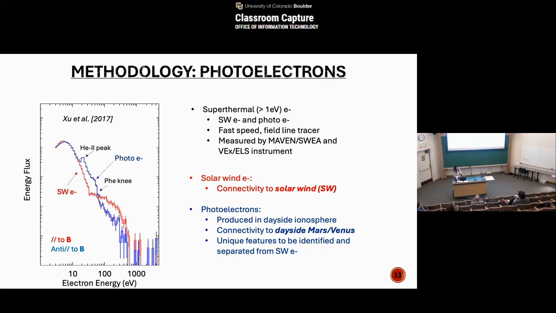And how can we tell them apart? I highlighted a few features here. There's a peak at about 20 to 30 eV, and also a sharp flux decrease at 60 eV. These are unique features in the photoelectron energy spectra. That's how we can tell the two populations apart.